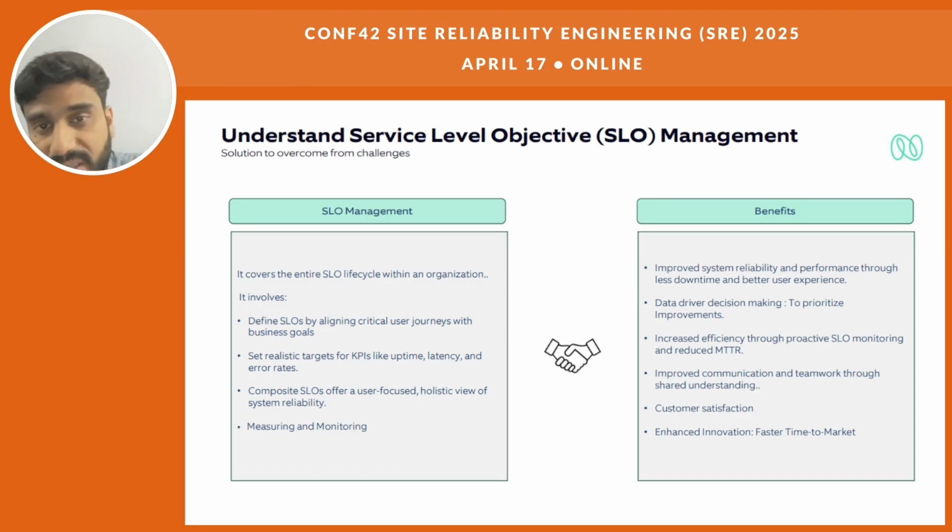And there is communication and collaboration within the team as well. It will also help to share the understanding of the overall reliability process. Then we have customer satisfaction, of course, overall by defining these practices and processes. And we can focus on the innovation part.